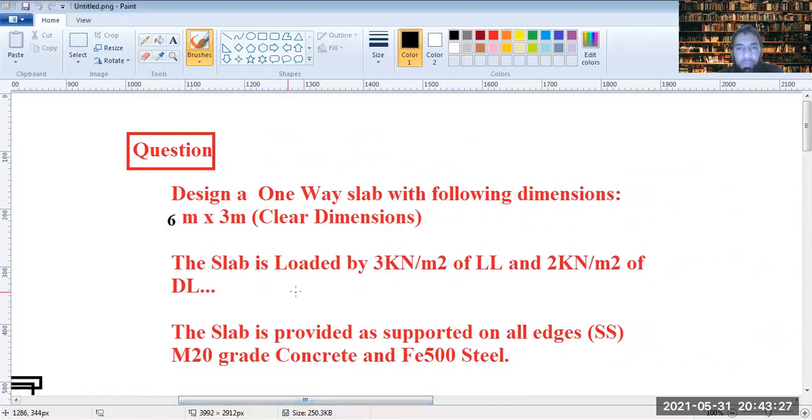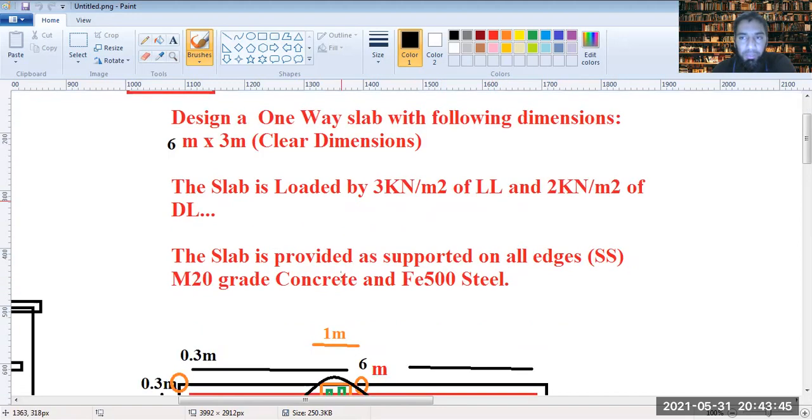So today what we are going to do is design a one-way slab with the following dimensions. These are 6 meter by 3 meter, the clear dimensions of the slab. The slab is being loaded by a live load of 3 kilonewton per meter square, and a dead load of 2 kilonewton per meter square.